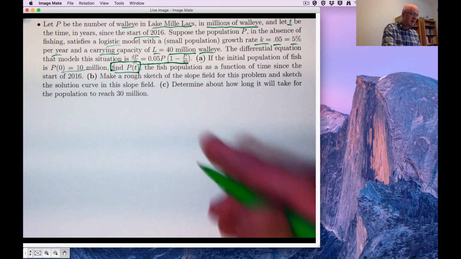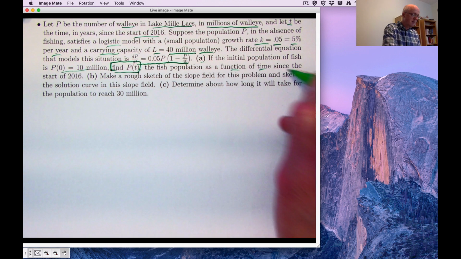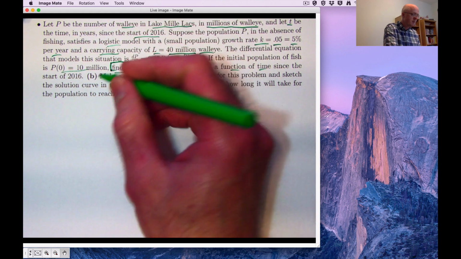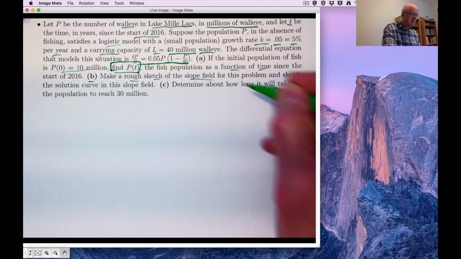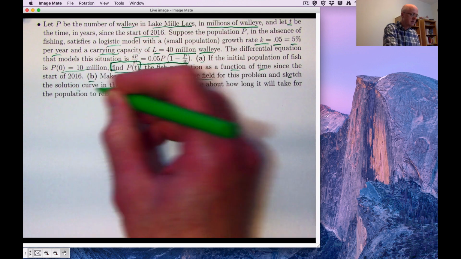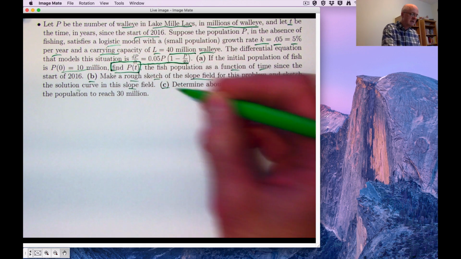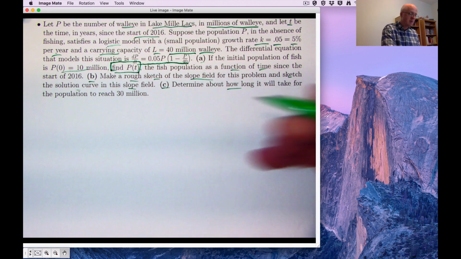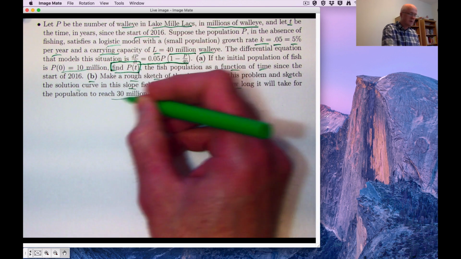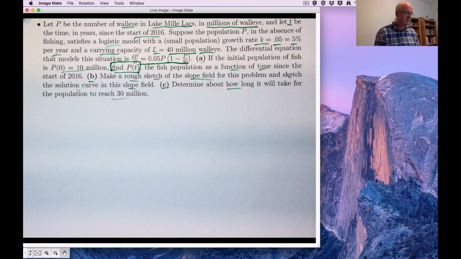Find the population as a function of time since the start of 2016. Part B, make a rough sketch of the slope field for this problem and sketch the solution curve in the slope field. And part C, determine how long it will take for the population to reach 30 million based on it starting at 10 million.